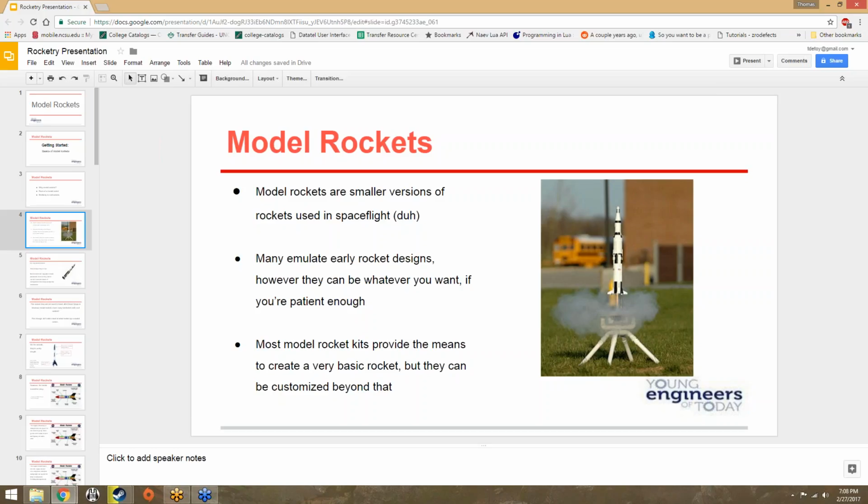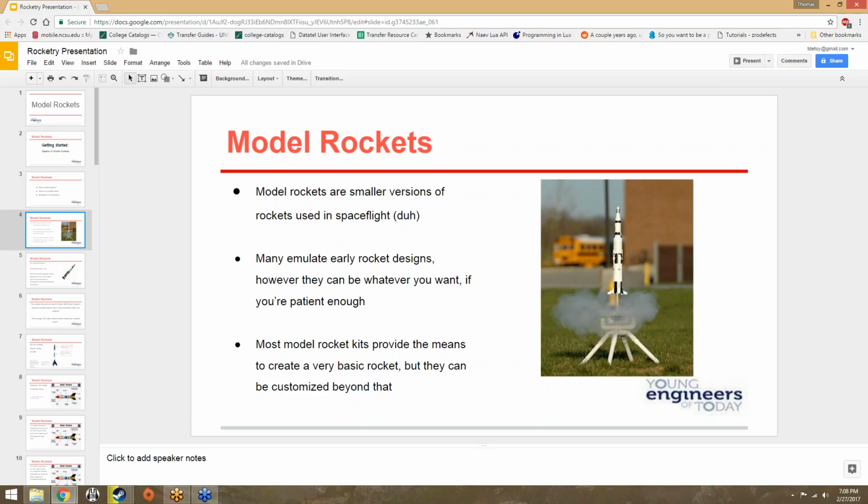But many model rockets emulate early rocket designs, very, very early. I know in this picture here, this is a model of a Saturn V rocket, but we're talking earlier than that, like rockets that Goddard made in order to learn about rocketry. So many of them do emulate very early rocket designs just by virtue of the fact that it's a very simple design and very easy to make. However, they can be whatever you want if you're patient enough.